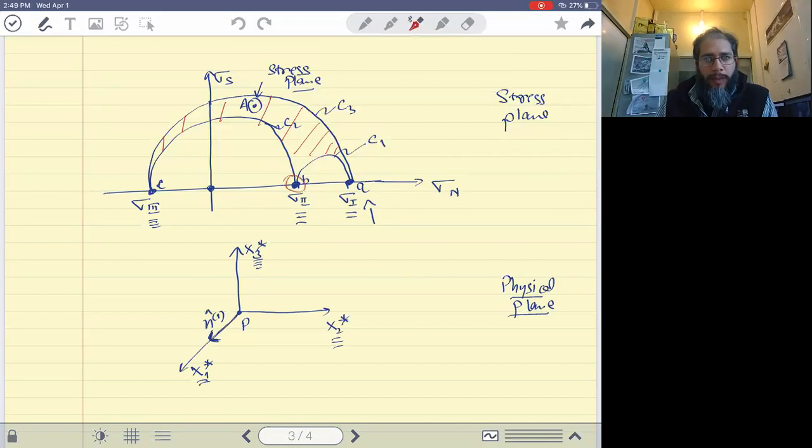Now similarly, point B corresponds to sigma 2. This point B actually has coordinates sigma 2, 0. That is, it corresponds to the normal in 2, because it corresponds to my principal direction in 2.